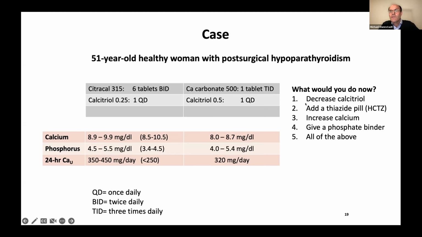And Michelle, if you can pull up the next poll, and the audience, if you can choose one of the following answers: decrease the calcitriol, add a thiazide. Thiazide pills are hydrochlorothiazide and similar. Increase the amount of calcium tablets, give a phosphate binder, or all of the above.